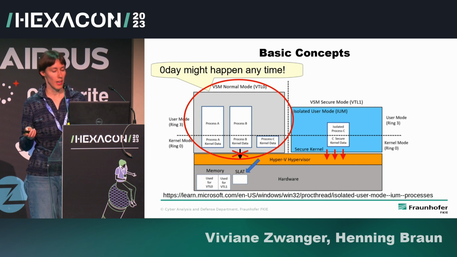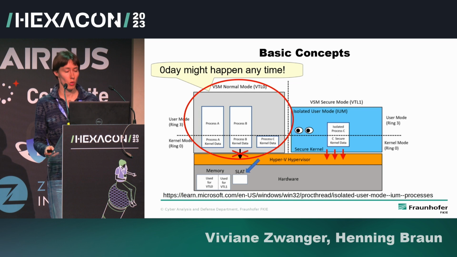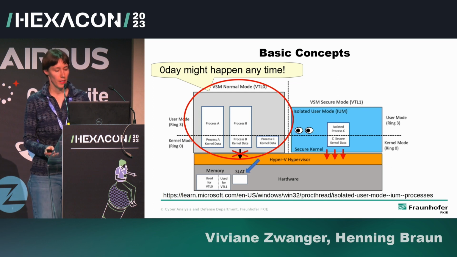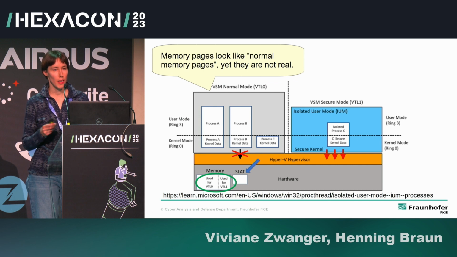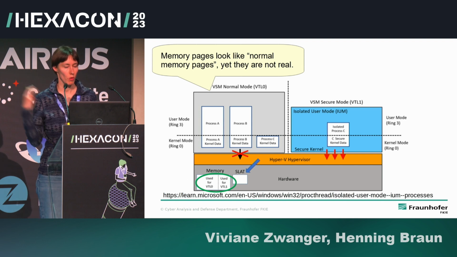Or load unsigned drivers, for example. So that's what the VTL1 is for. There is now the secure kernel watching over your untrusted operating system and watching every memory access. And that's where we also get to the hardware requirements and SLAT. So basically, it's about memory accesses. Each time there happens a memory access, the secure kernel will be watching us over the shoulder.